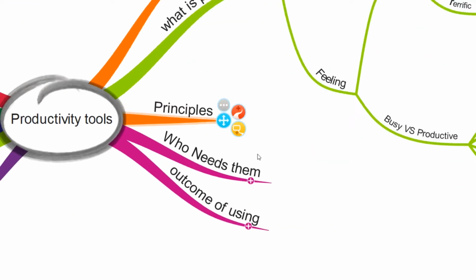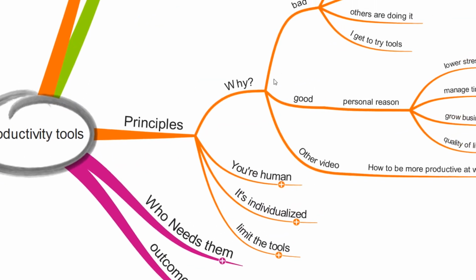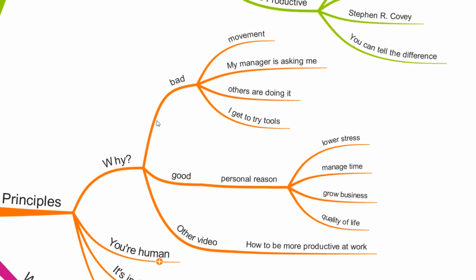Moving on to the next point, which is the principles. Here I'm going to share with you 4 basic principles that you need to be aware of in the beginning of your productivity journey and choosing tools. First point is why. What is the reason you're starting your productivity journey? Why do you want to be productive? And why do you want to use tools for that?